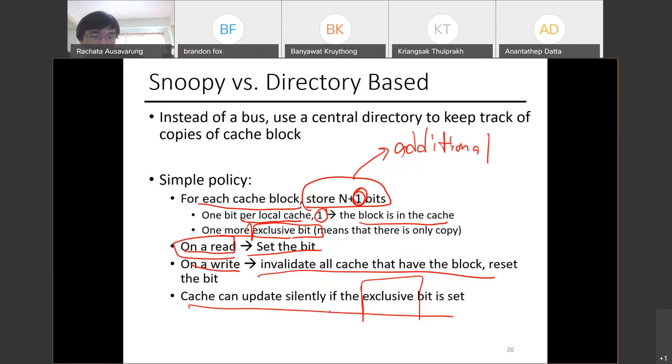This won't go onto your exam, but I want you to hear about it because this is another common policy that gets used as you have to grow the number of processors. When you have more processors, more cores, it's not as scalable to use the Snoopy protocol. So this is another alternative. It's called directory based. It actually tracks one bit per cache plus one more bit for the exclusive state.